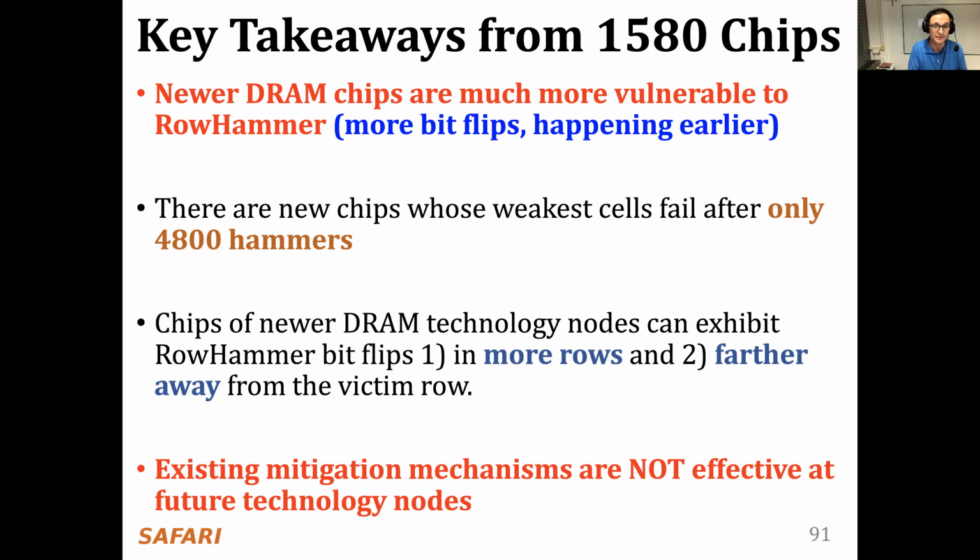Basically, we get more RowHammer bit flips. They're happening earlier, meaning with fewer activations. There are new chips whose weakest cells fail after only 4,800 hammers. And chips of newer DRAM technology nodes can exhibit RowHammer bit flips in more rows and farther away from the victim row. Basically, this disturbance effect is becoming stronger. And existing mitigation mechanisms are unfortunately not effective at future technology nodes. For example, if the hammer count becomes 1,000, 500, 200, 100, then existing mitigation mechanisms like probabilistic adjacent row activation become very high overhead. And the paper has a lot more detail on this.